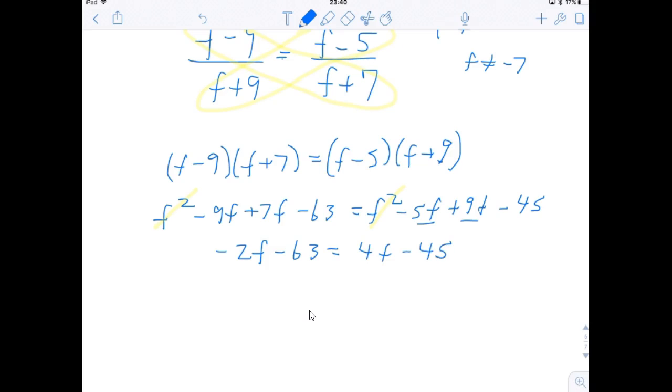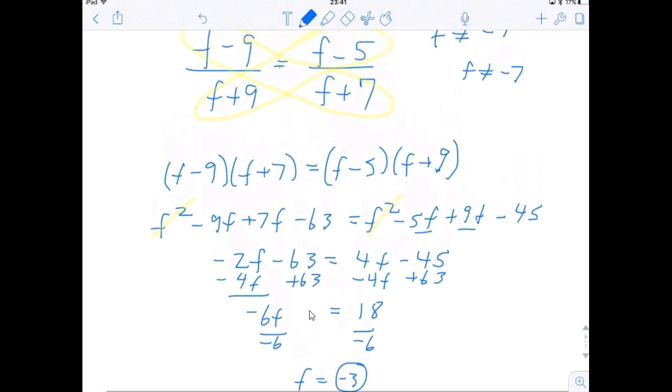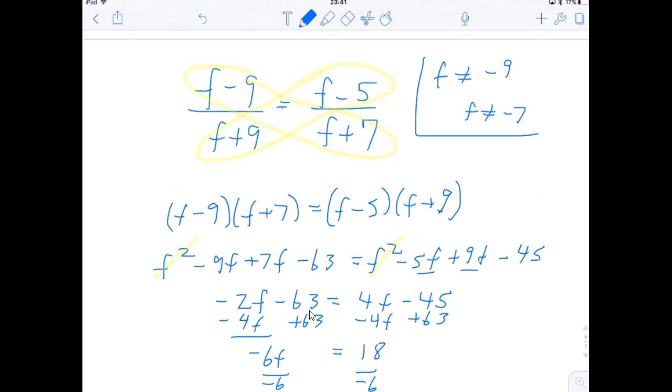minus 45. Now I'm going to add 63 to both sides and subtract 4f from both sides and combine my like terms. I'm going to get negative 6f equals 18. So in this case, I'm going to divide both sides by negative 6. So f is equal to negative 3. So that's my solution. Let's check to see if negative 3 is a valid value for f. And it is, because the two illegal values were negative 9 and negative 7 only.